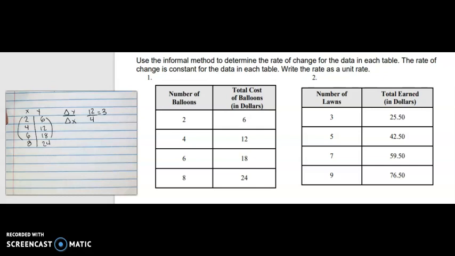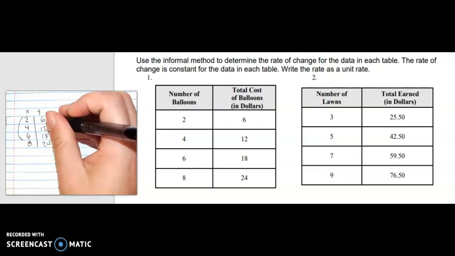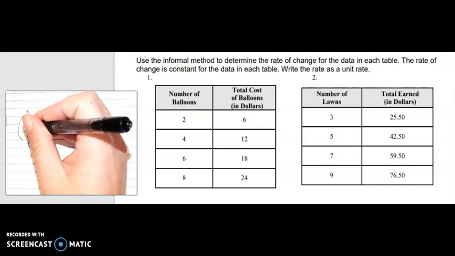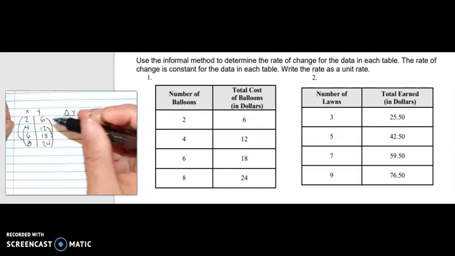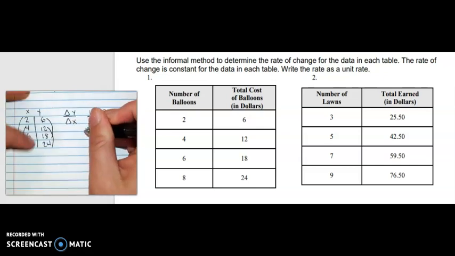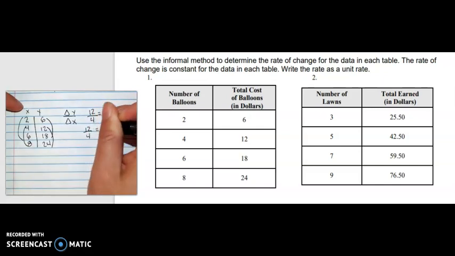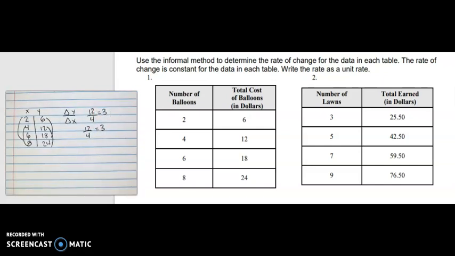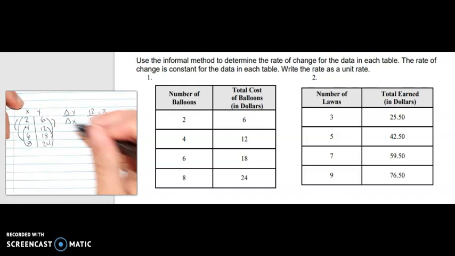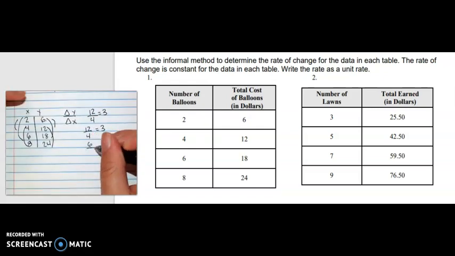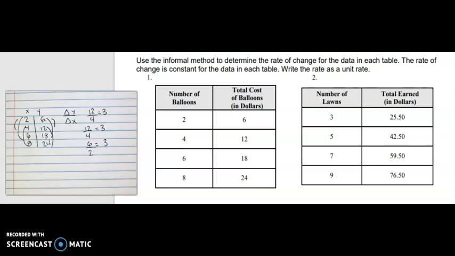Okay, let me compare two other numbers. Let me compare 4 and 8. So 12 to 24, that's 12. 4 to 8, that's 4. That's also 3. Well, let's compare 6 and 12 and 2 and 4. 6 to 12, that's 6. 2 to 4, that's 2. And 6 divided by 2 is 3. So the slope here is 3. And in this case, it's $3 per balloon.